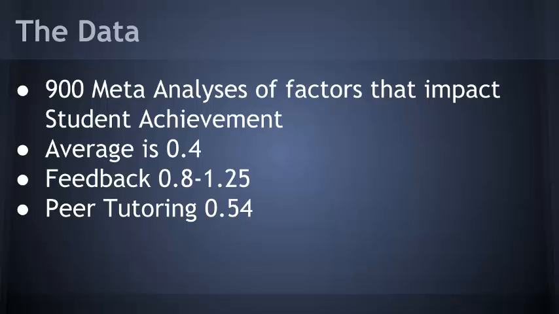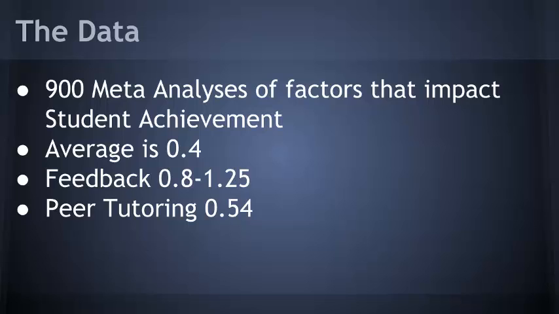So basically, what Marzano and Hattie, some of our better educational researchers, are promoting is this idea of using strategies that have an effect size over 0.4, because who wants to be average? So when we look at peer-to-peer instruction, we look at the possibility of getting feedback, which is a 0.8 to a 1.25, and the idea of peer tutoring.